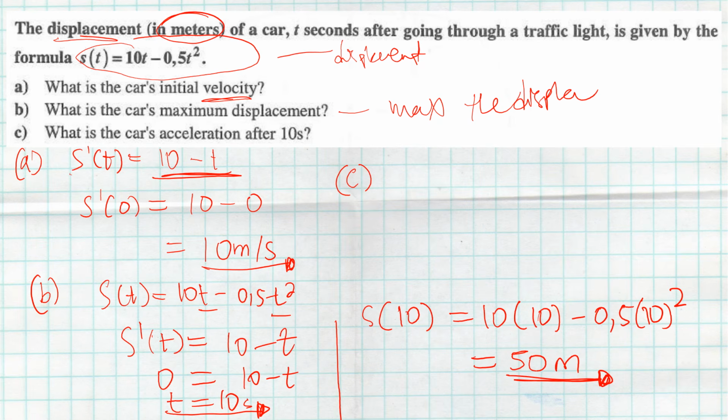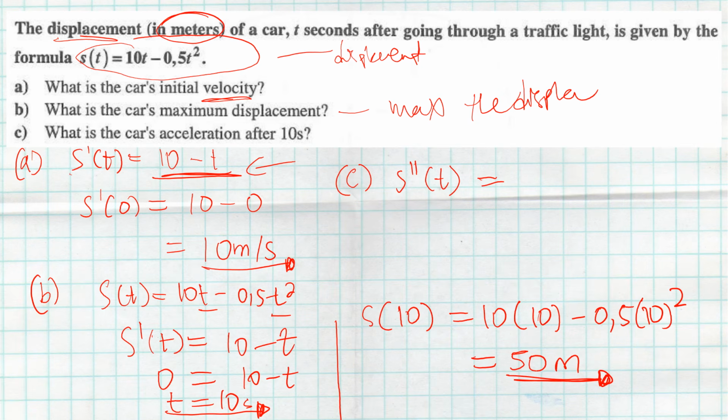You are given the equation of displacement, from which we can get the equation of velocity, which we have already done by differentiating our displacement. Then we know acceleration is the rate of change in velocity, meaning that we need to get the second derivative of the displacement, that is, differentiate the velocity so that we can get the rate of change of that velocity. So the equation for velocity is 10 minus t. When we differentiate the velocity, what is it going to be?